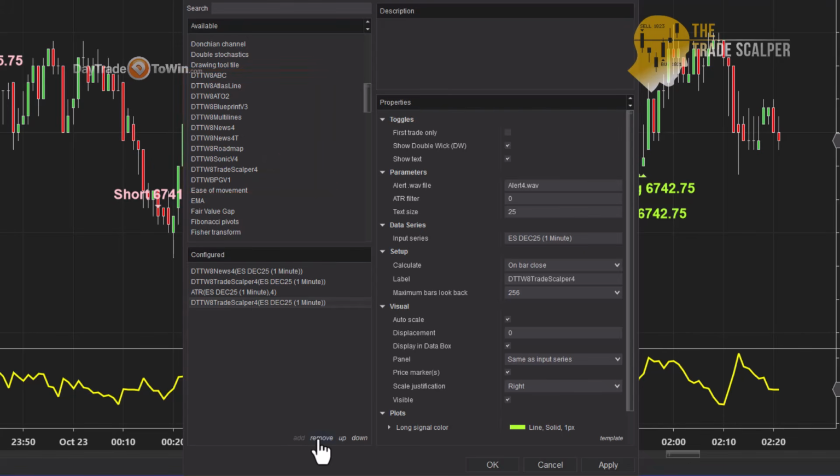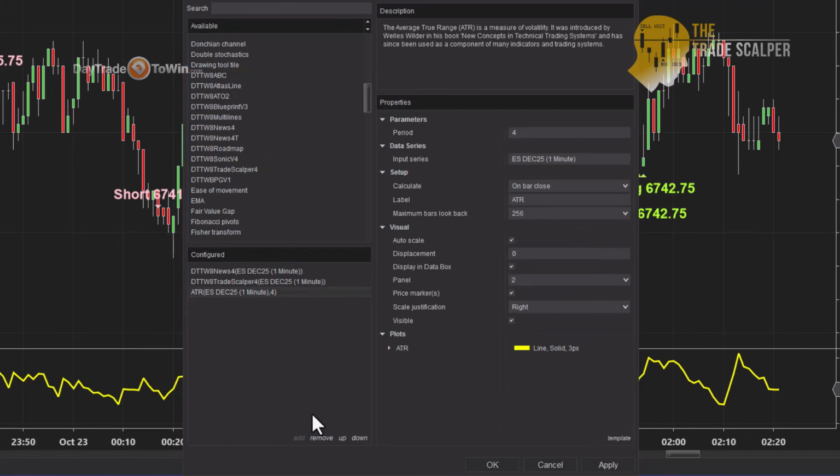I already have it installed, so I'm not going to add it twice. It's unnecessary. Also, with NinjaTrader, we have the news indicator, which we also provide for a free trial. That's the news indicator, which is right here.